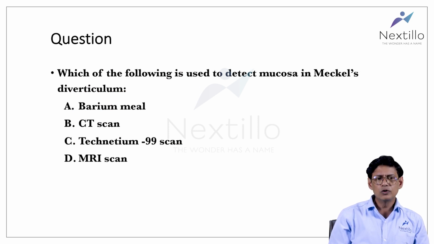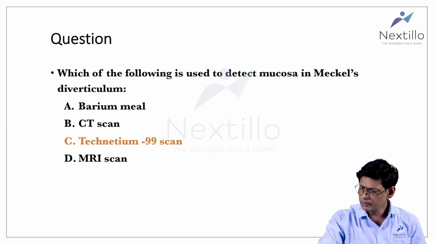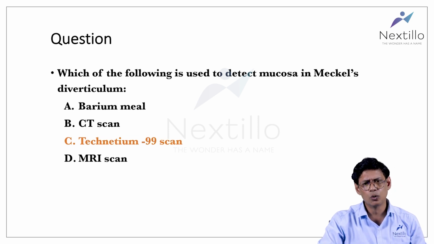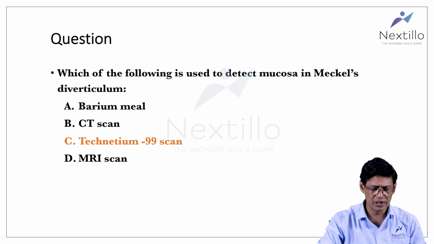This Meckel's diverticulum may contain gastric mucosa. This gastric mucosa in the Meckel's diverticulum can be diagnosed with the help of a technetium-99 scan. The technetium-99 scan will work only if the Meckel's diverticulum contains gastric mucosa. If it does not contain gastric mucosa, in that scenario, the technetium-99 scan will not show the Meckel's diverticulum.